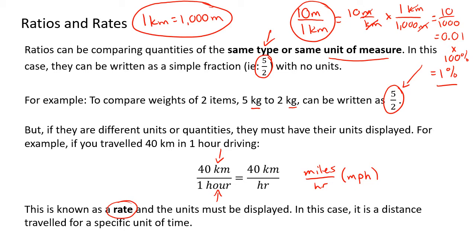In this case, because the units did not cancel, you have to keep them when you're writing your answer. In other words, 40 kilometers per hour. Without that, if this was just written as 40, there's no context. 40 what? Is it 40 miles per hour, kilometers per hour, inches per second, meters per second? It could be any number of units. So when you're looking at rates, make sure you keep the units listed.